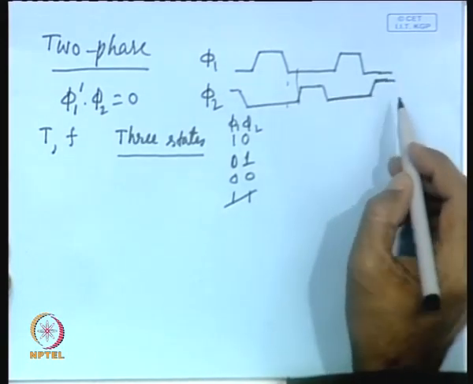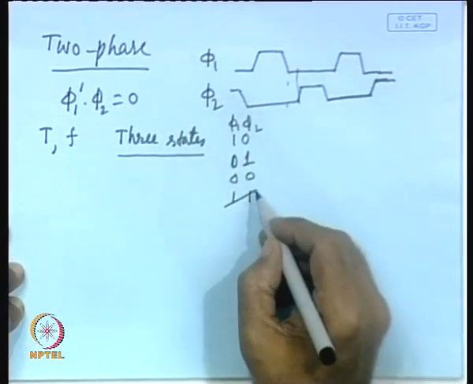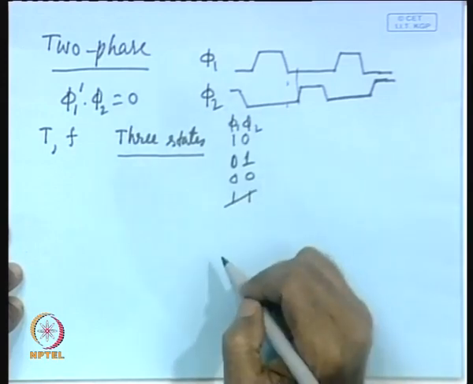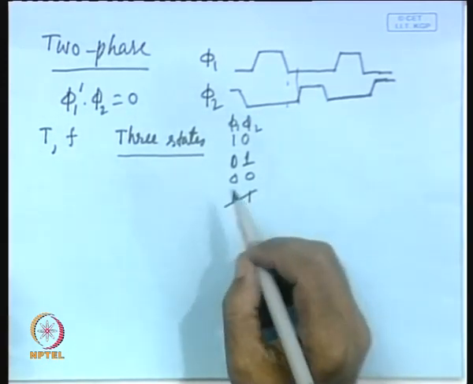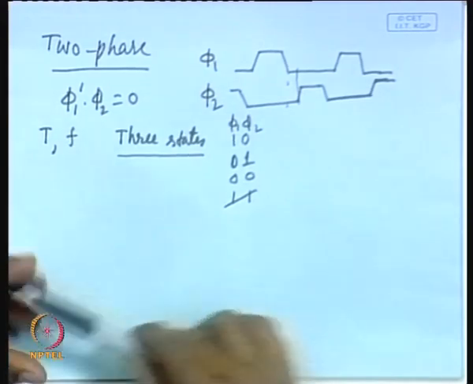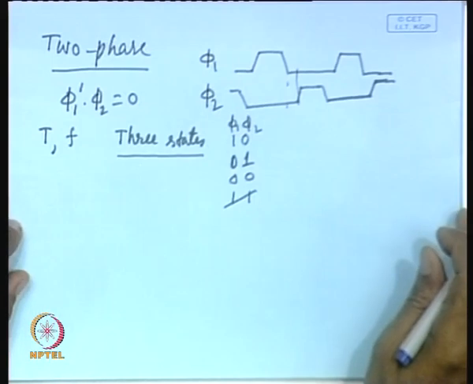and this can be used to realize two phase dynamic circuits. The question naturally arises, how do you realize a two phase clock? How do you ensure that both of them will never be 1 1? So, you will require some special type of circuit which can be used to realize a two phase clock.